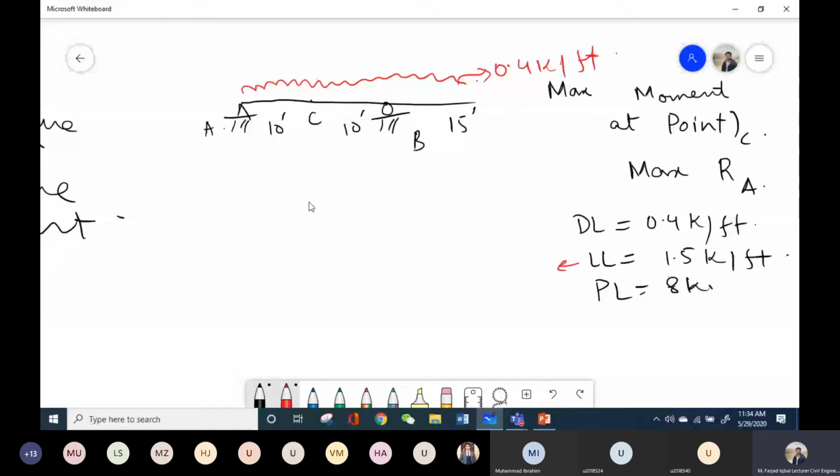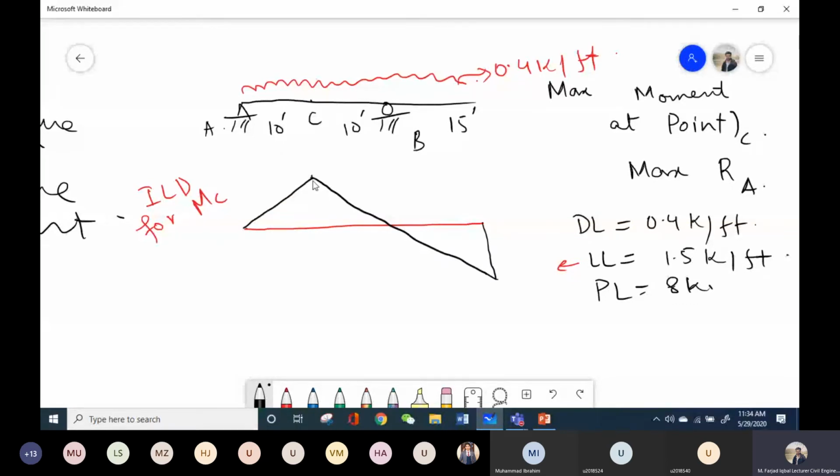So the first step is obviously to plot the ILD for moment at point C. You can do it by any method, by Muller-Breslau principle, by tabulation method, or whichever method you feel is convenient. So the shape of the ILD for this one is something like this. This component is 5, and this component is 7.5. In this example, you can easily figure out where you should place your loads to get the maximum value.